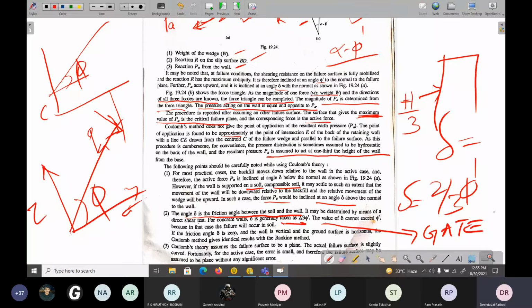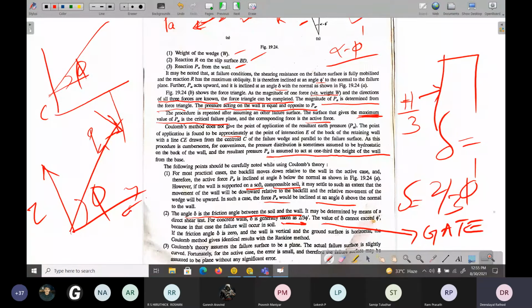That means suppose we are assuming the wall is vertical and smooth, delta equal to 0, then you will get the exact value like a Rankine's value. So whatever mistakes Rankine made, Coulomb's fulfilled. So that's the meaning of that.